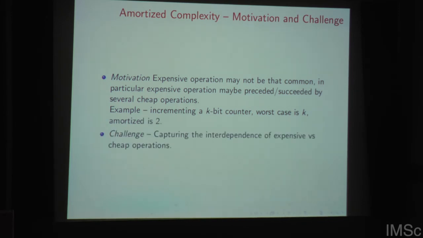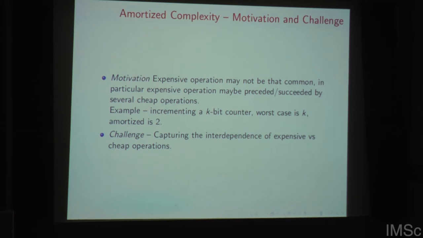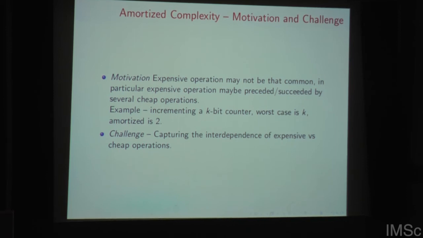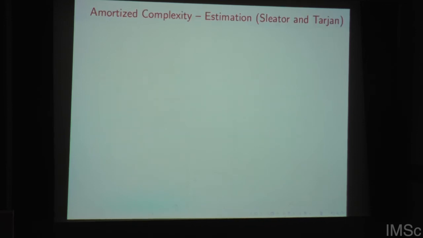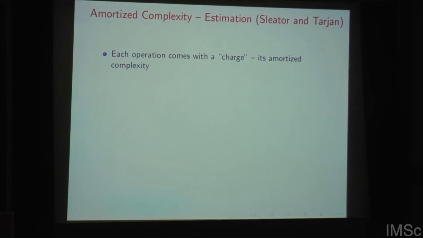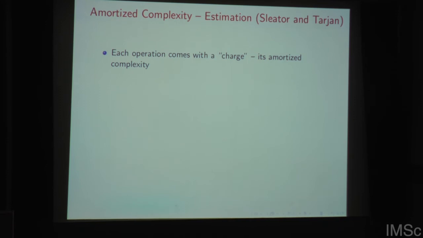So the challenge is to capture this interdependence of these operations: here is an expensive operation, and how is it going to affect the future operations, how do you model this, and so on. And this is where Sleator and Tarjan came up with this nice banking methodology, or a potential methodology, to compute this amortized cost. So each operation in your sequence comes with some sort of a charge. That is the amortized cost I'm given for that operation. And if I use less, I will put the remaining excess charge in the data structure for some other operation which needs more to take it.